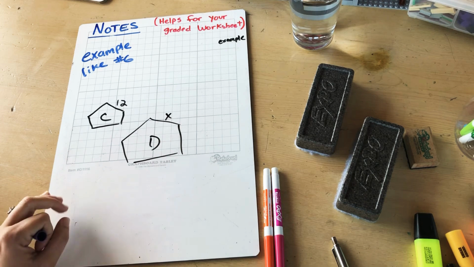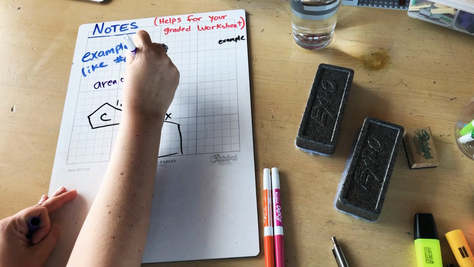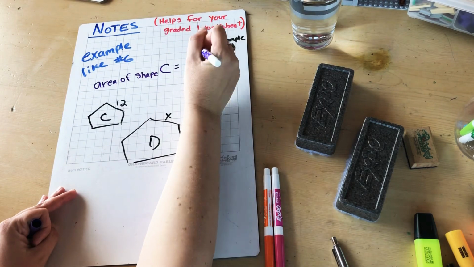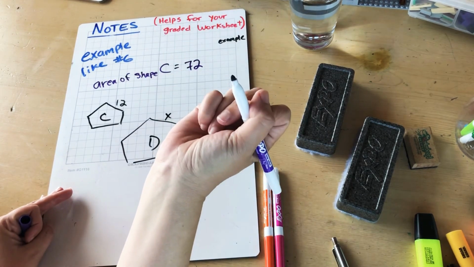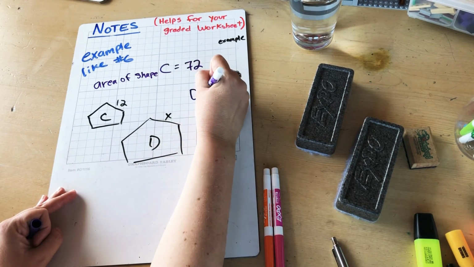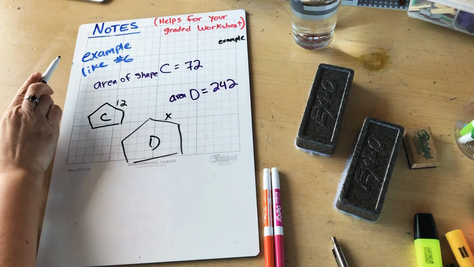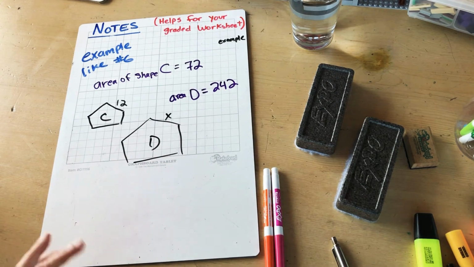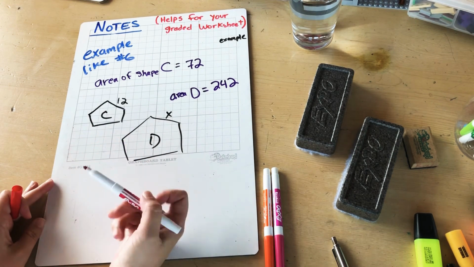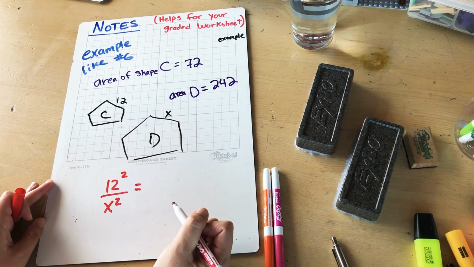And say you're told the area of shape C, okay, on the worksheet it's 50. We're going to do an example here. So say it said 72. And the area of shape D is 242. Okay, again, just an example. What you're going to do is keep the squared theme going. Squared, sides, squared, sides, squared. Always equal the area ratio.